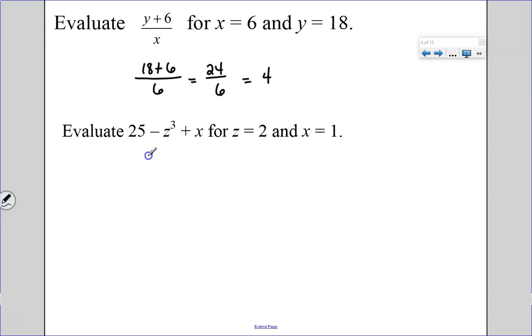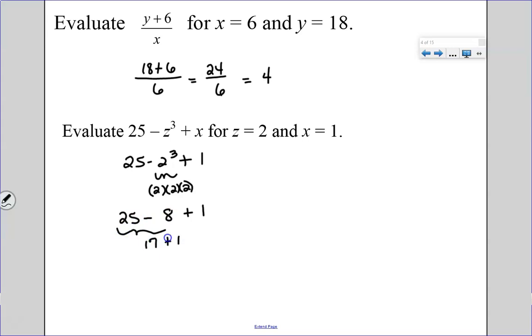In this next example, we've got to plug in numbers for both z and x. So we would have 25 minus 2 cubed plus 1. Now remember, order of operations says you do exponents first. Remember, this means to do 2 times 2 times 2, and 2 times 2 times 2 is 8. So this now becomes 25 minus 8 plus 1. All you have left is addition and subtraction. So starting from left to right, 25 minus 8 is 17. 17 plus 1 would make 18.